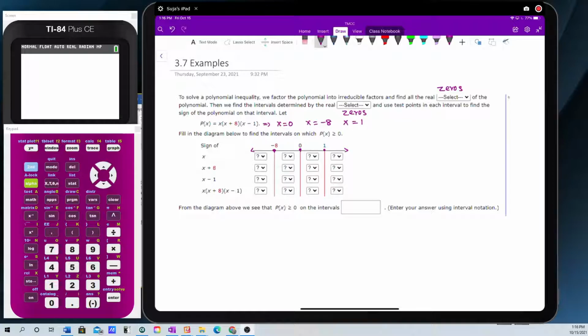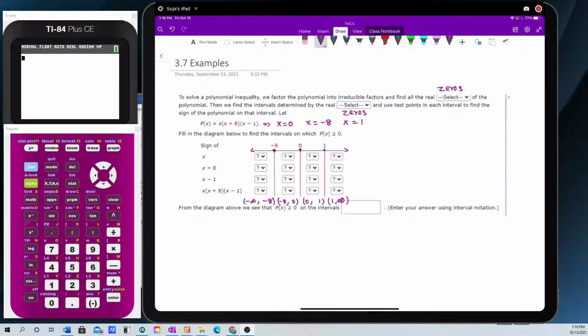And the first interval that I'm looking at is from -infinity to -8. The second interval is from -8 to 0, and the third interval is from 0 to 1, and the fourth interval is from 1 to infinity. So that's what they mean by find the intervals determined by the real zeros, and use the test point in each interval to find the sign of the polynomial on that interval.